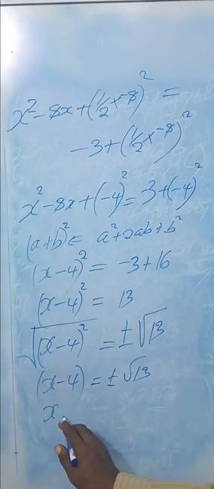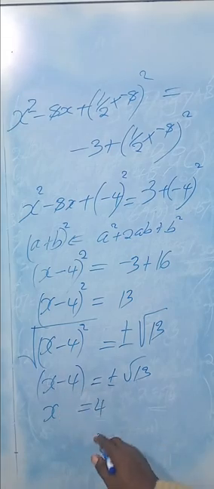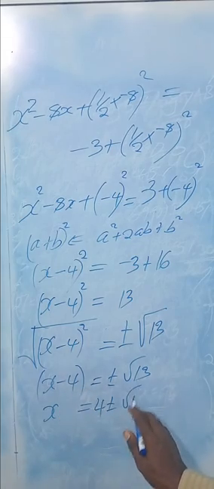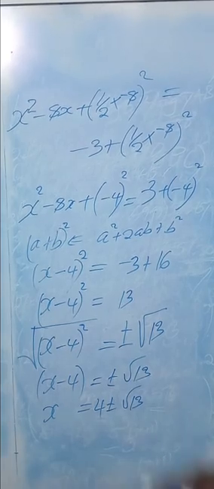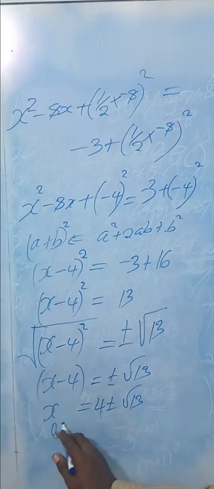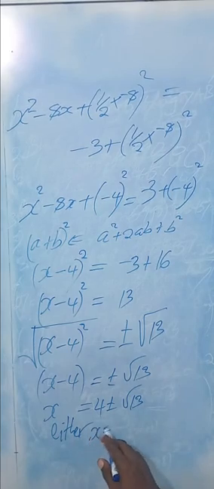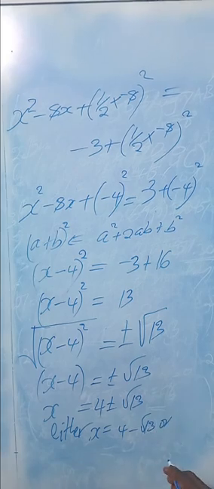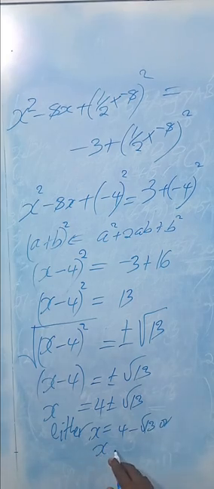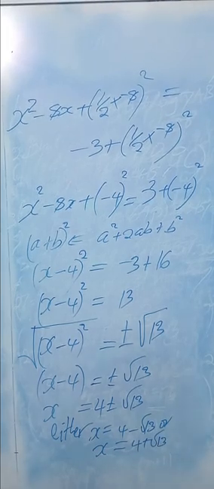Rearranging this, you can write x is equal to 4, which is negative on the left hand side, comes to this side positive, plus or minus root of 13. So we've got two possibilities for the values of x. You can simplify this to get two possible values. The first one, you have either x equals 4 minus root of 13, and the second possibility is that x equals 4 plus root of 13.